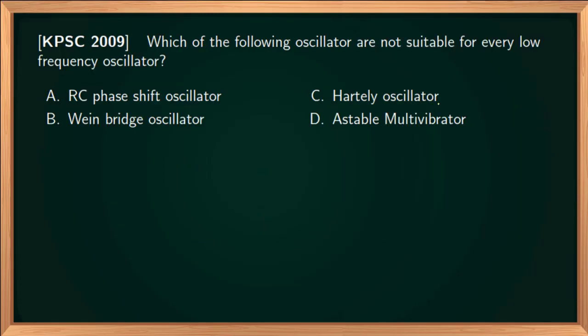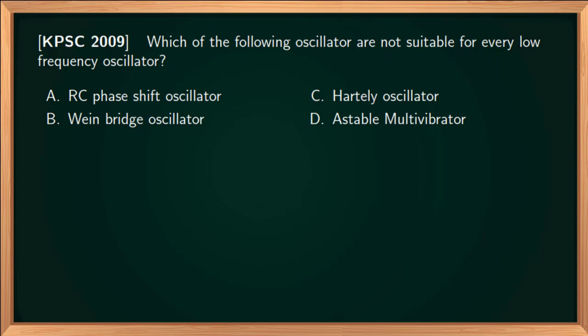Next question. Which of the following oscillators is not suitable for very low frequency application? Option A, RC phase shift oscillator. Option B, Wien bridge oscillator. Option C, Hartley oscillator. Option D, astable multivibrator. The correct option is option C.